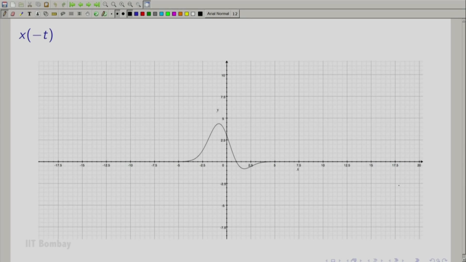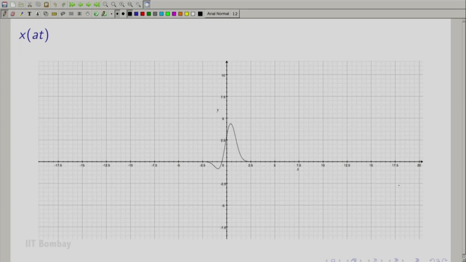So now we move to x of minus t. As you can see, the plot has just flipped around the y-axis. I'll just show you the previous plot again for reference. So this is how x of minus t looks like. Here we have multiplied the independent variable, which is t, by minus 1 and plotted the function.